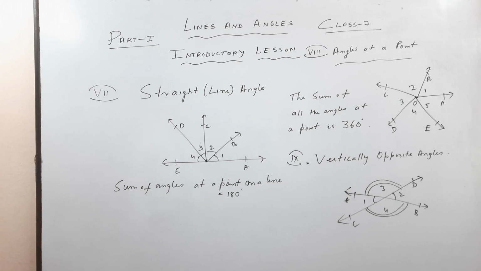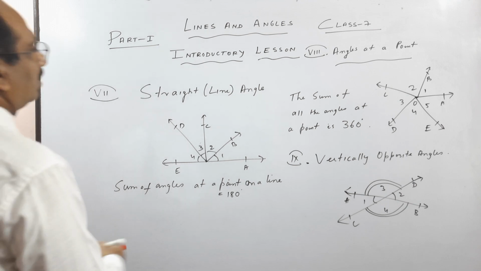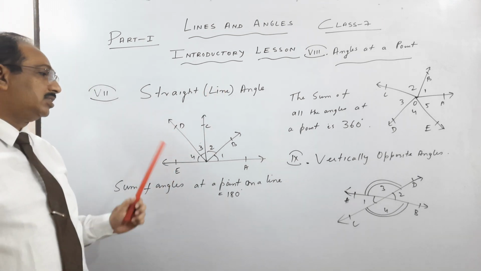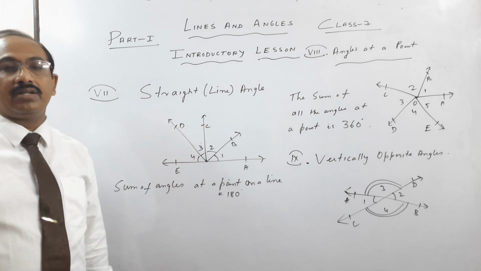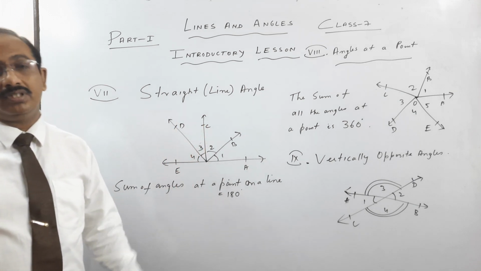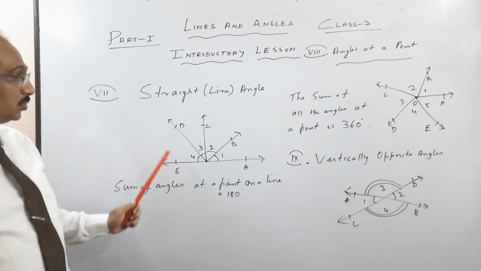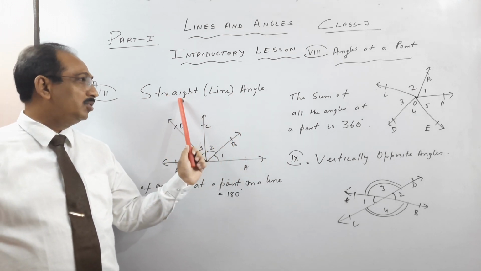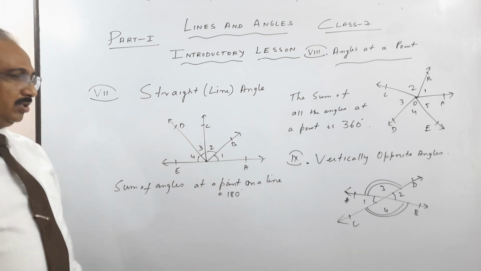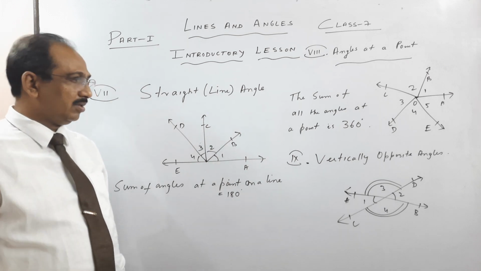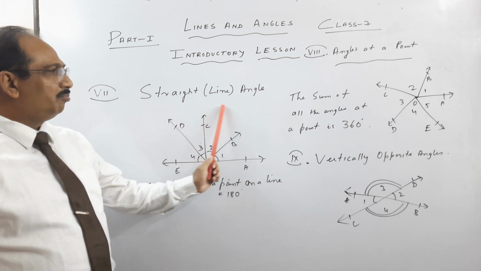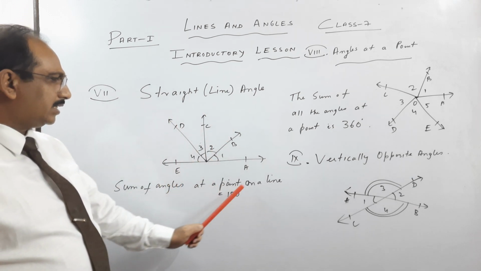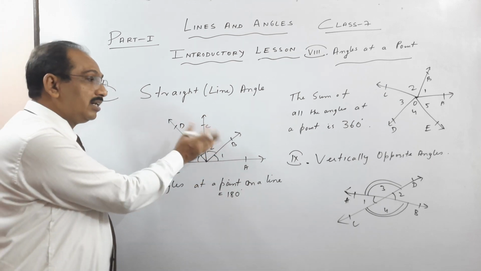Next, we move on to the concept of straight line angle. Like linear pair of angles, children, this is a very, very important concept for this chapter and the triangles chapter, which I will take after this video. Some books say straight angle and some say straight line angle. Whatever book you are using, Concise, ML Aggarwal, RS Aggarwal, the basic thing remains the same. So straight line angle: the sum of angles at a point on a line on one side.